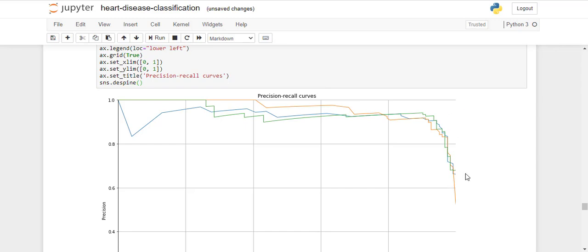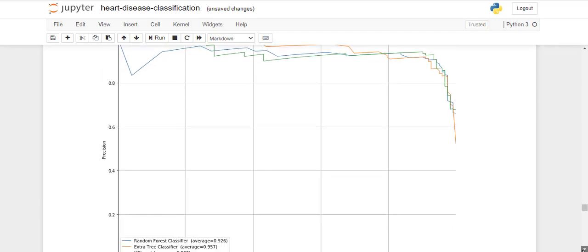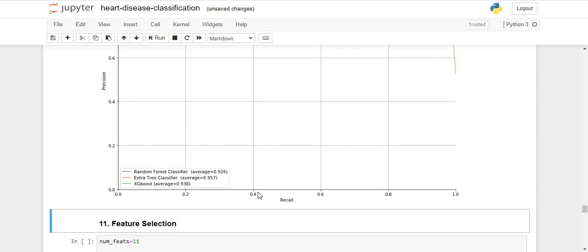If any model has this shape, meaning towards the top right corner, then it is the best model. And which is the best model? Again here extra tree classifier has the highest average precision recall, which is 0.957. So extra tree classifier has done a good job in terms of area under ROC and precision recall average, whereas XGB has done a pretty good job in all other parameters.